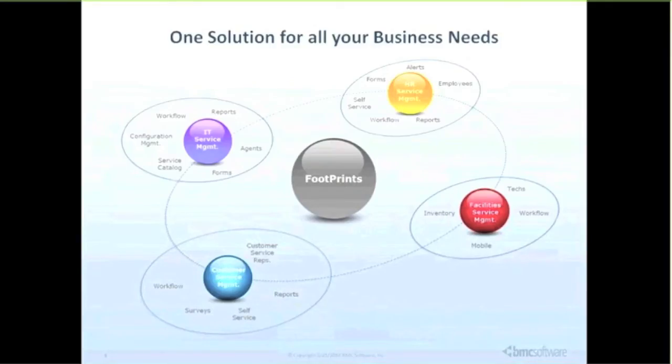One of the unique features within FootPrints is part of our architecture that we call Workspaces. A workspace within FootPrints is really a container of information. And those containers can have their own unique forms with their own unique fields, can have their own unique workflows, business rules, service portfolios, knowledge bases, as well as customer and agent permissions. So why is that important? Well, because with this architecture, you can leverage FootPrints throughout your organization.